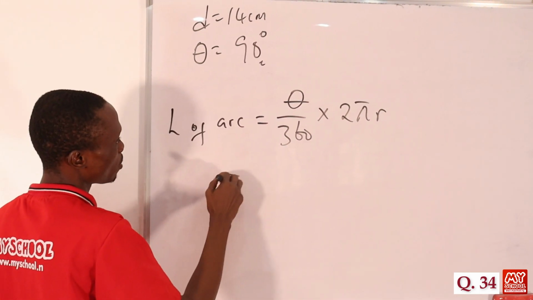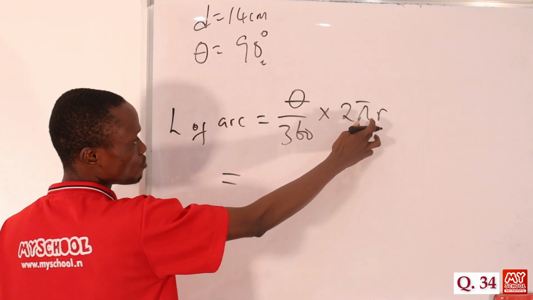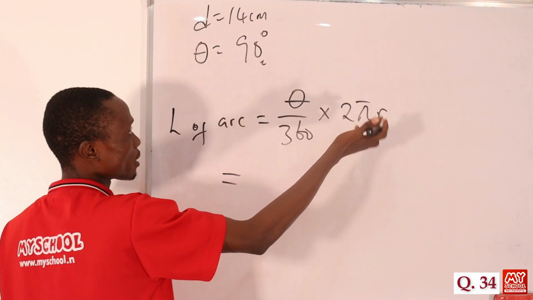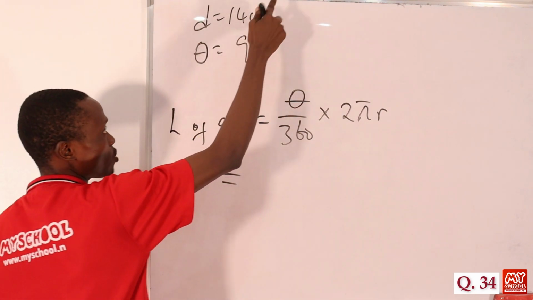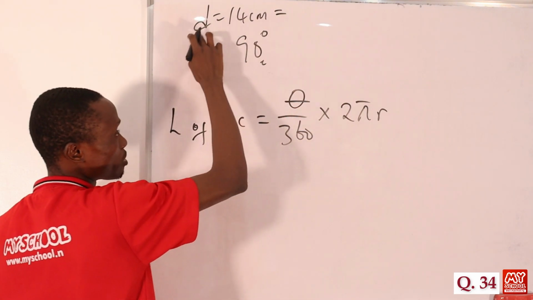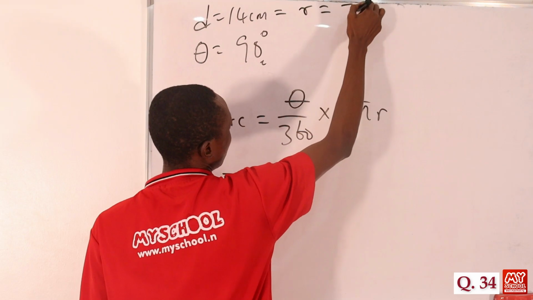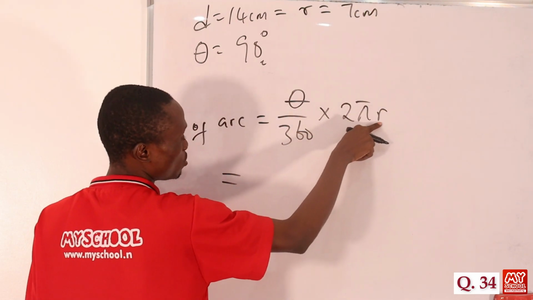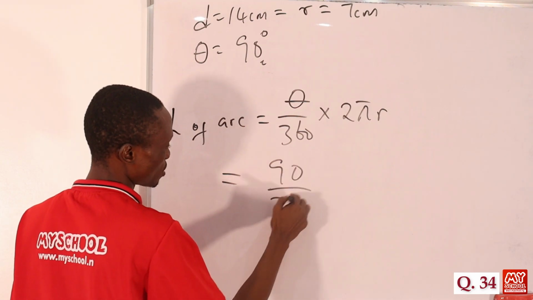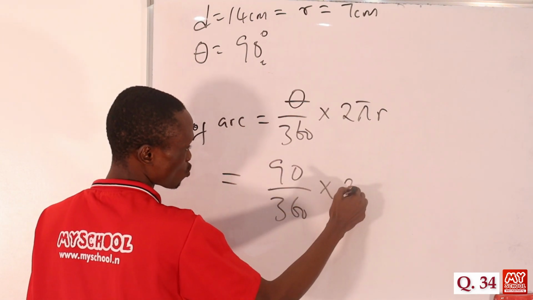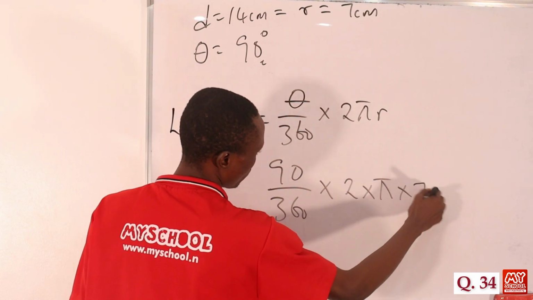Here we are given theta equals 90 degrees, but we are not given the radius. We can get the radius since we are given the diameter, which is 14. Our radius will be the diameter divided by 2, so the radius is 7 centimeters. So here we have 90 over 360 times 2 times pi times 7.